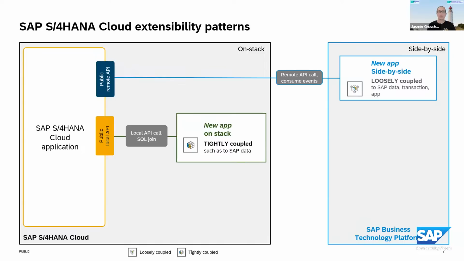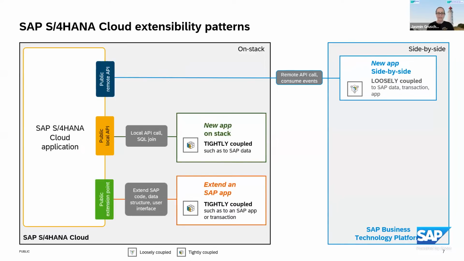Additionally, you could go for a public local API directly on stack if there is something more tightly coupled to your core business, so keeping the core clean principle, of course. So if the new application is more tightly coupled, you could then do on-stack developer extensibility, or developer on-stack extensibility.